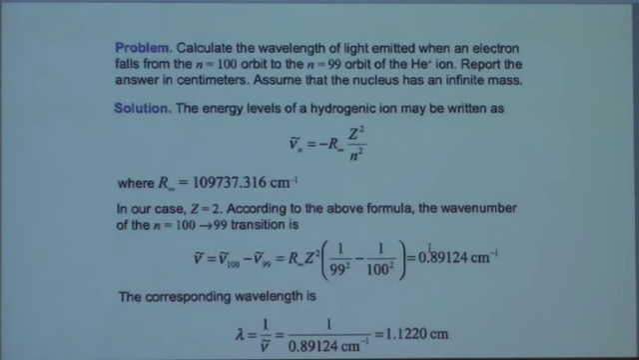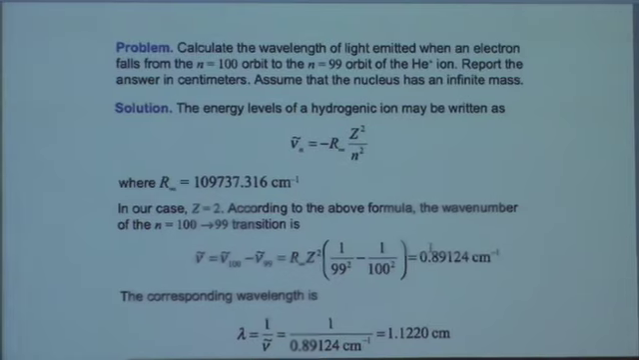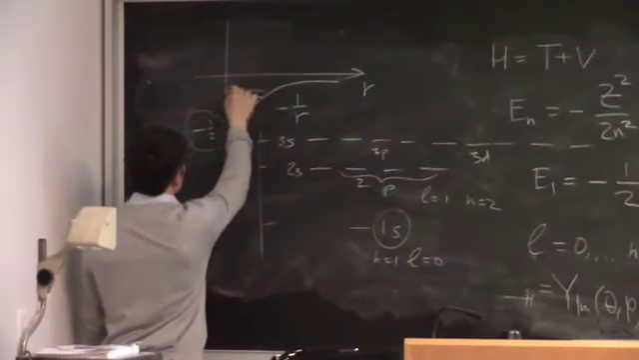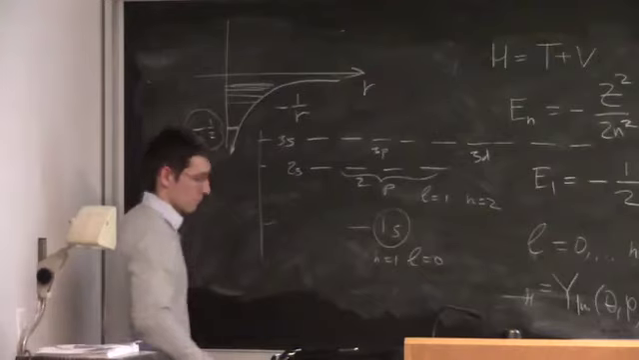Knowing all these constants and putting in the numbers gives you the wavelength, which is very small because, as you can imagine, 1 over n squared saturates. The higher you go, the smaller the distance between the levels.